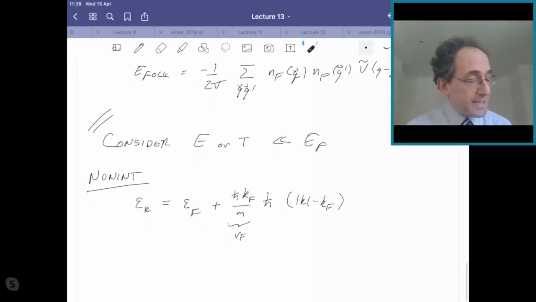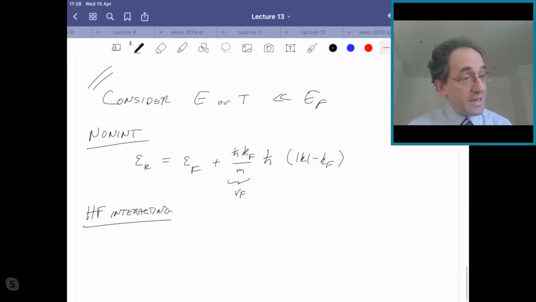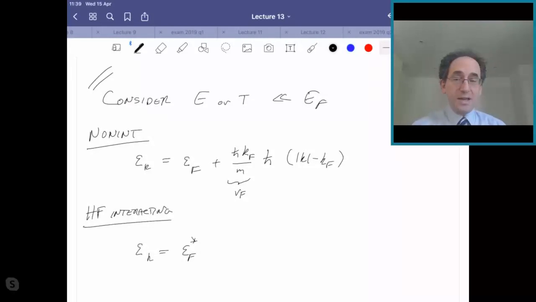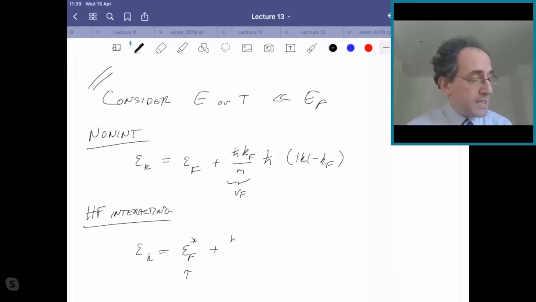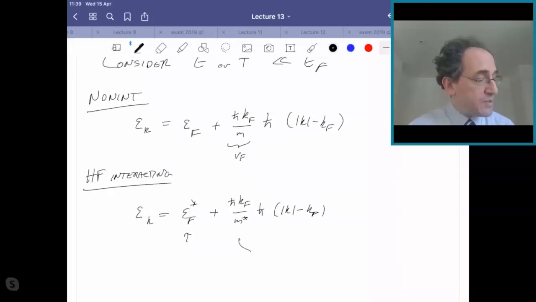Now in the interacting case, we can write an effective mass or an effective Fermi velocity. E_k is going to be E_F star, the renormalized Fermi energy, plus ħ k_F over m star times ħ times k minus k_F. Again, we can always expand around the Fermi surface, and the way we generally do that is we write ħ squared over m star is d squared by dk squared of the Hartree-Fock energy as a function of k.